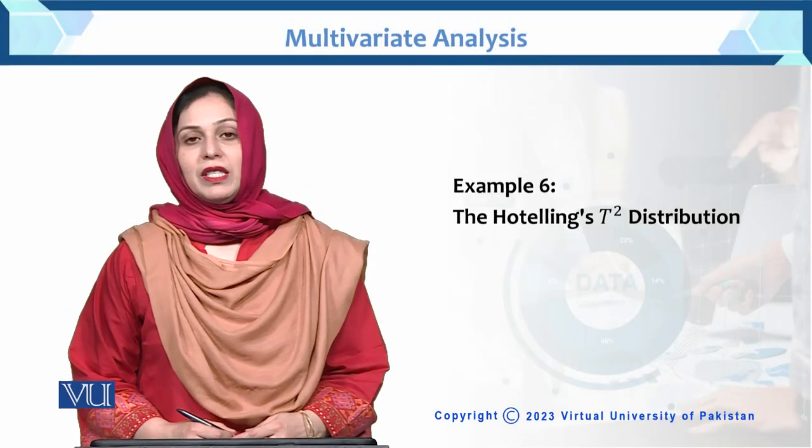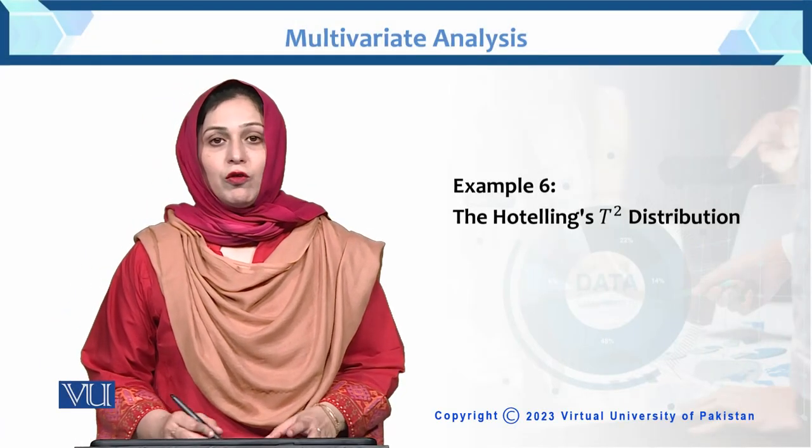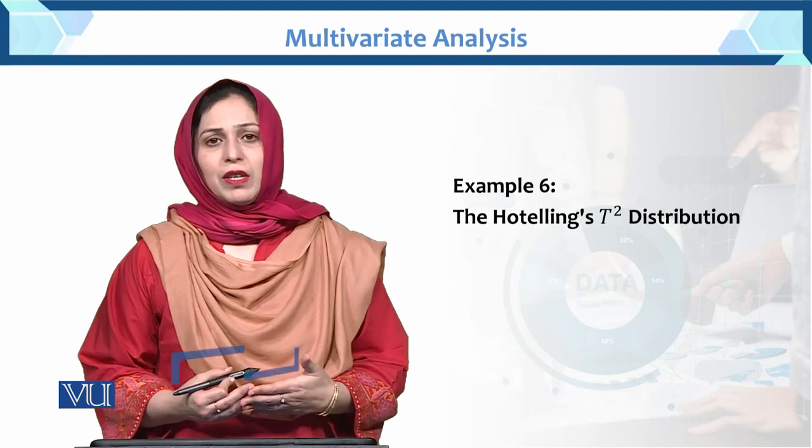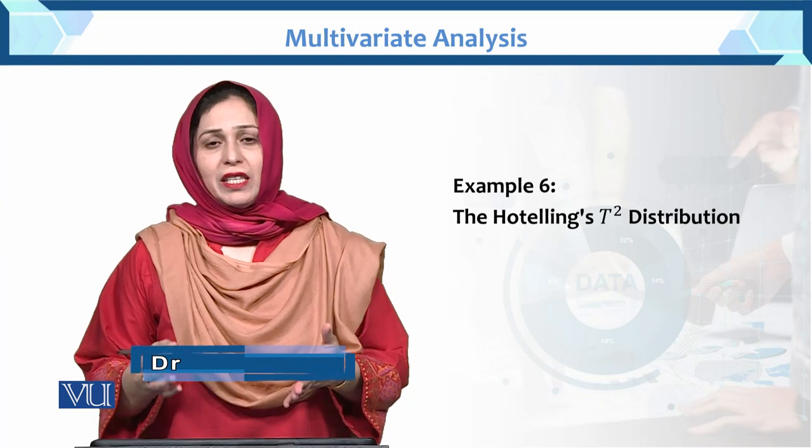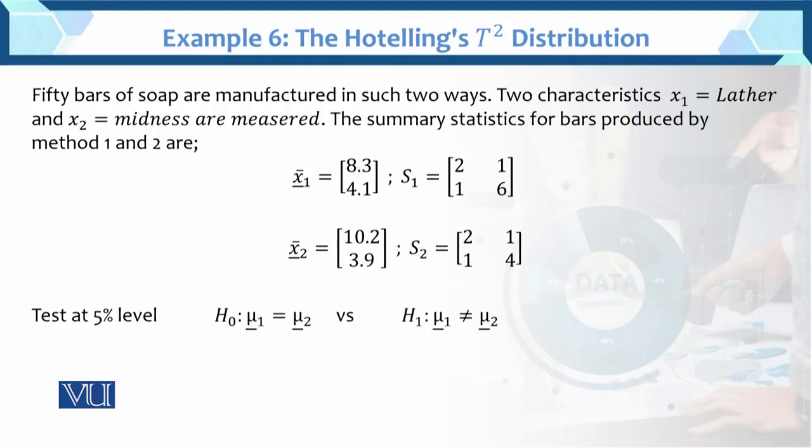This is example number 6, the Hotelling T-square for two samples. Different examples, different methods. We did Hotelling one sample, and we are also doing two sample. This is just for the practice.